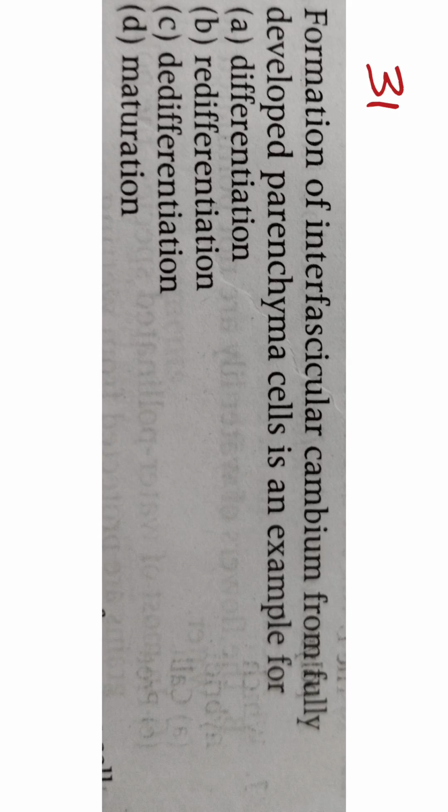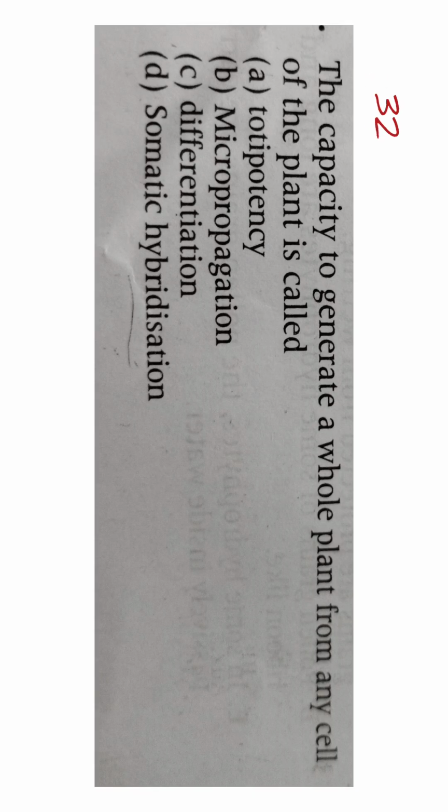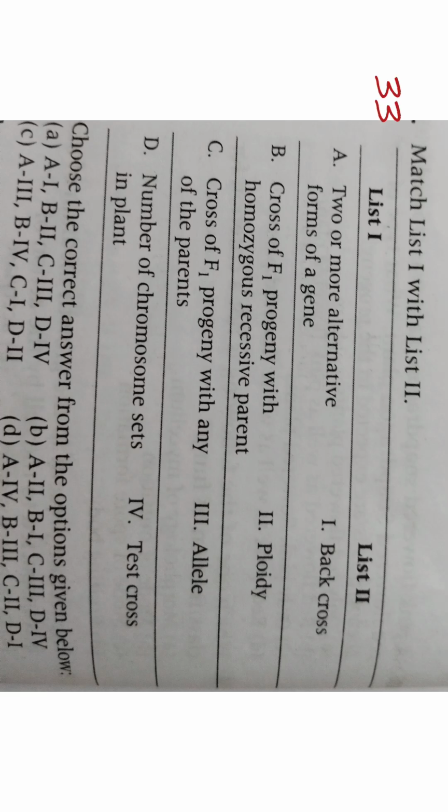Question 31. Formation of interfascicular cambium from fully developed parenchyma cells is an example of? The answer is option C, dedifferentiation. Question 32. The capacity to generate a whole plant from any cell of the plant is called? The answer is option A, totipotency. Question 33. Match list 1 with list 2. You can see list 1 and list 2. Choose the correct answer from the options given below. The answer is option C.